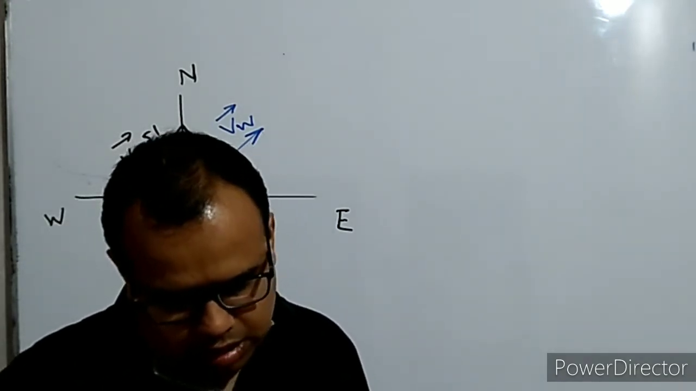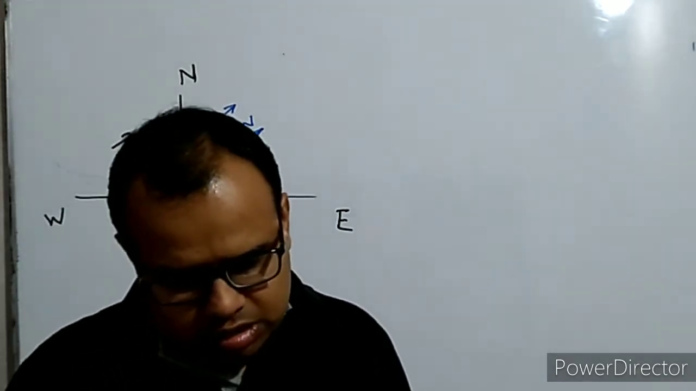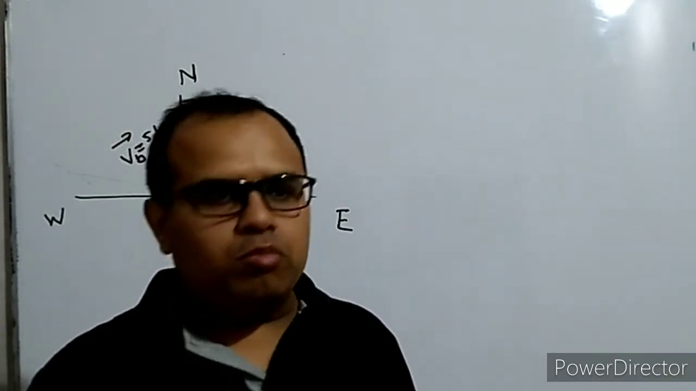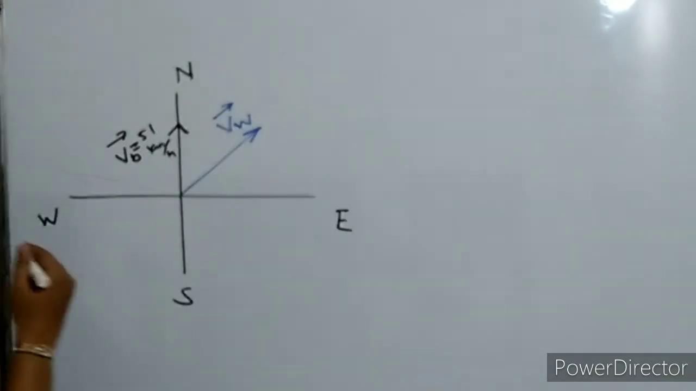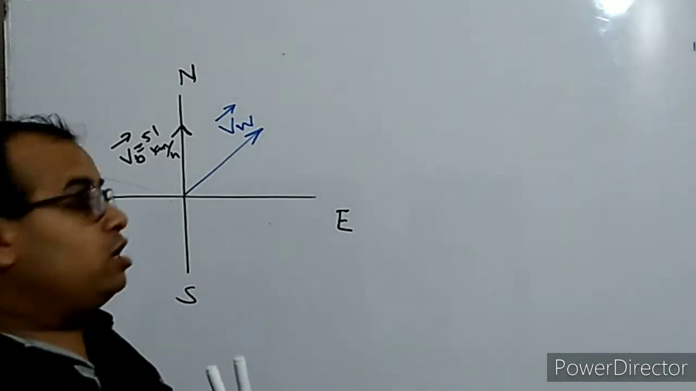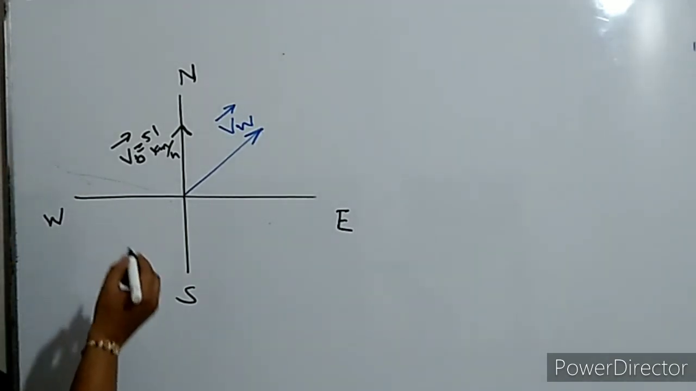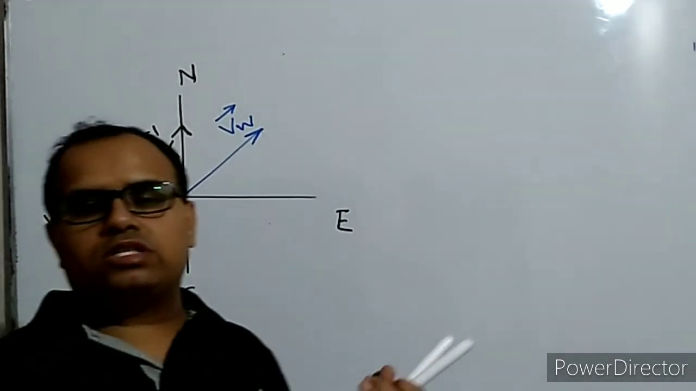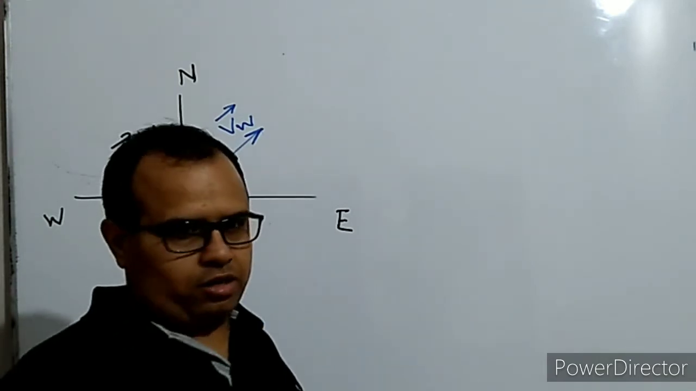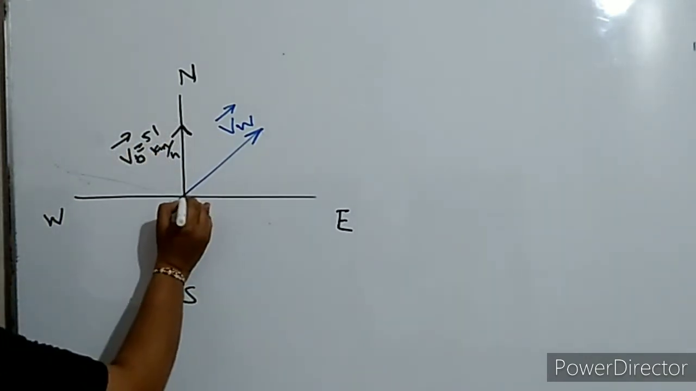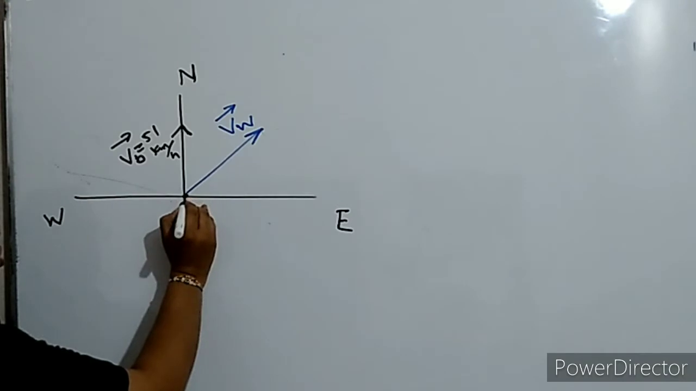Now what is asked is, what is the direction of the flag on the mast of the boat? What will happen as the boat starts moving? Earlier it was at rest. Now when it starts moving, what will be the direction in which the flag will flutter? In order to understand this, you will do one thing.